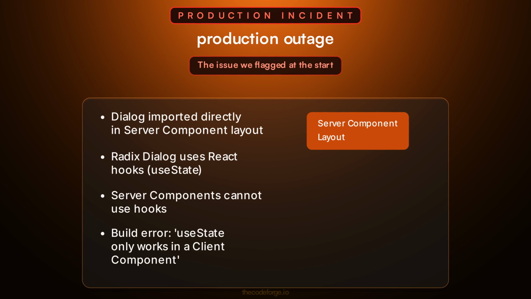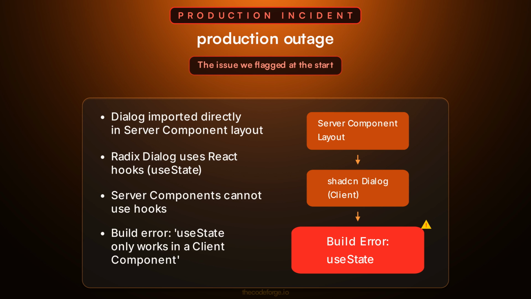This is the same issue we highlighted at the start. Here's exactly why that happened. The team imported a Shadcn dialog directly into a page-level server component. Radix's dialog uses React hooks internally, which are not allowed in server components. The build failed because hooks like useState can only run on the client.